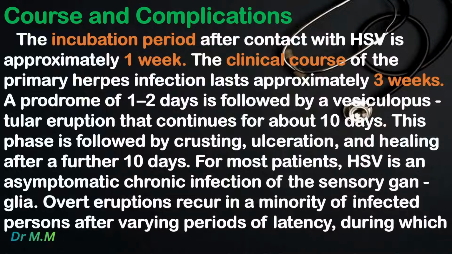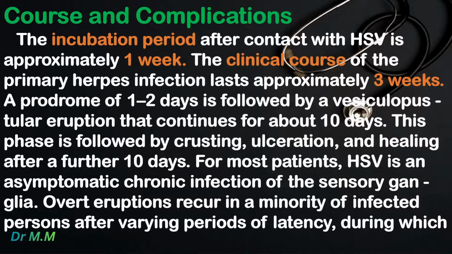Course and complications. The incubation period after contact with HSV is approximately 1 week. The clinical course of the primary herpes infection lasts approximately 3 weeks. A prodrome of 1 to 2 days is followed by a vesiculopustular eruption that continues for about 10 days. This phase is followed by a crusting ulceration and healing after a further 10 days.